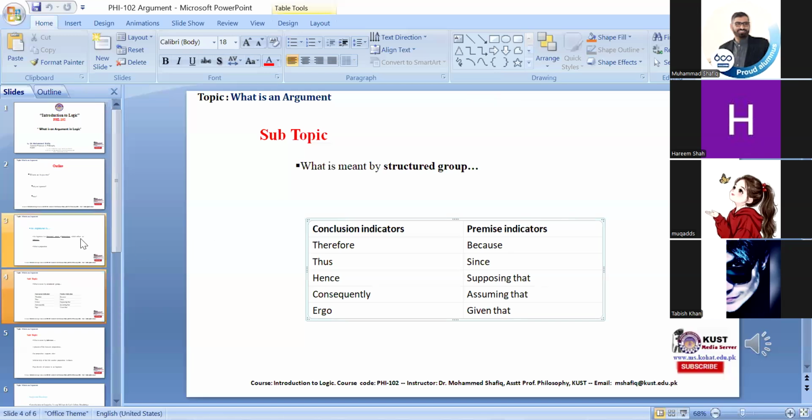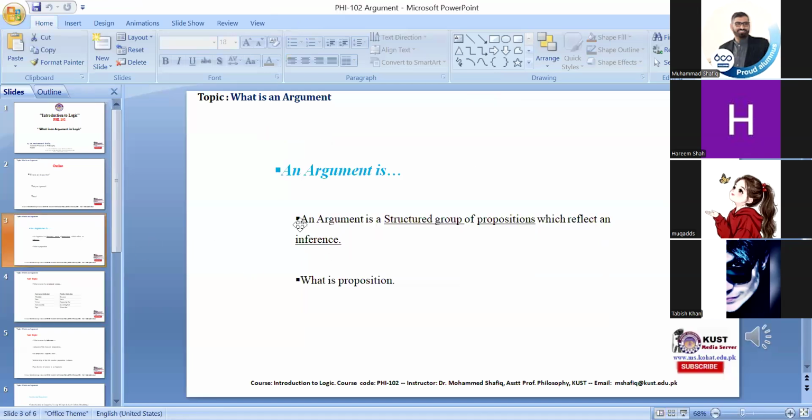So we have now basically covered that an argument is a structured group of propositions. The first thing is it must consist of propositions. The second thing is a group of propositions means more than one proposition, and the third thing is it must have a structure, and a structure says that it must have a premise and a conclusion.